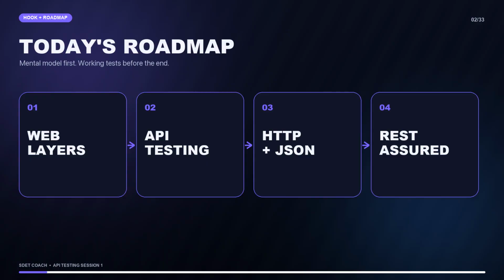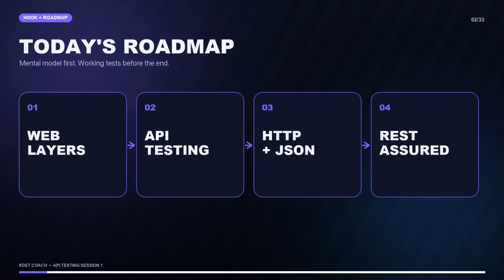Here is the route. First, we will build a clear model of a web application: the client, the server, and the three layers that sit between a user action and stored data. Second, we will define an API in practical language and look at what API testing actually validates. Third, we will cover the HTTP essentials: methods, status codes, headers, and JSON.